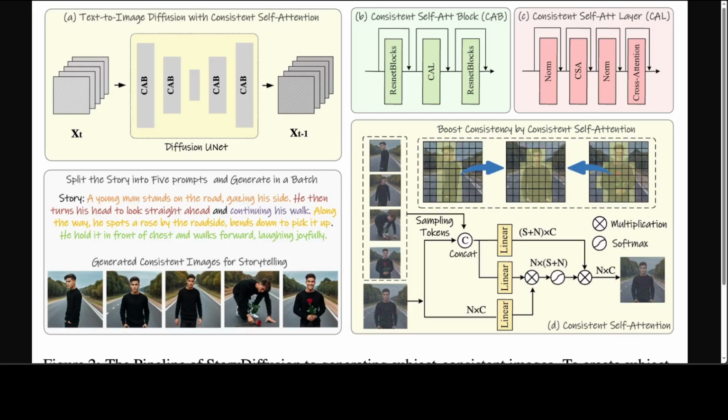To create subject consistent images to describe a story, they have incorporated their consistent self-attention into the pre-trained text-to-image diffusion model. They have split a story text into several prompts and generate images using these prompts in a batch. Consistent self-attention builds connections among multiple images in a batch for subject consistency. And this is how simple that is. And this whole image of their method for generating transition videos for obtaining subject consistent images is described here.